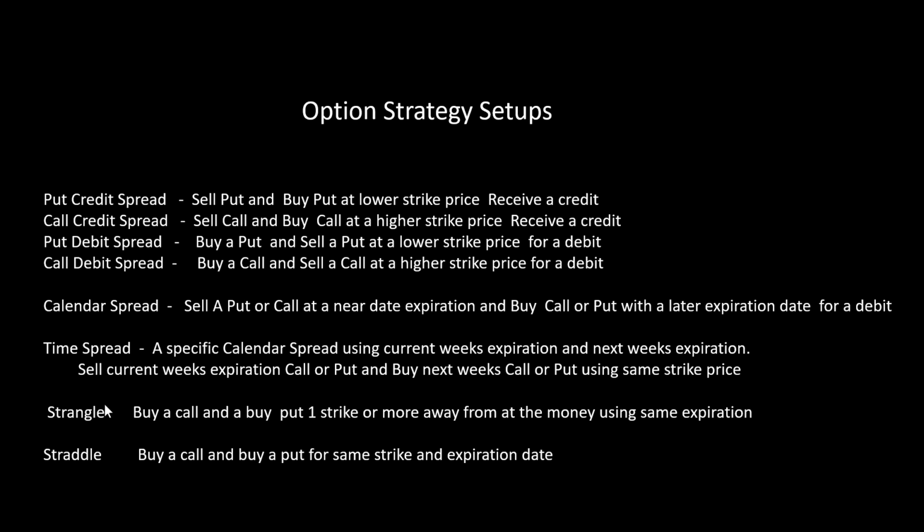So if you had a stock trading at 100, a strangle would be buying a $101 call and buying a $99 put. You just basically strangled the at-the-money price, one strike higher, one strike lower. A straddle is buying a call and buying a put at the same strike price. So a straddle on a $100 stock would be buying a $100 call and a $100 put.